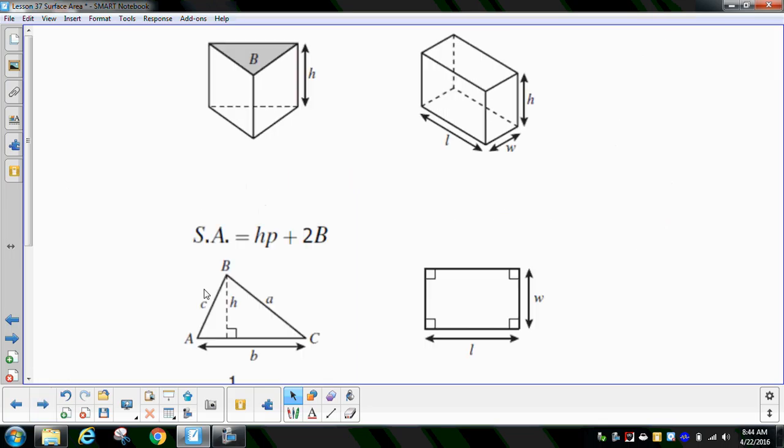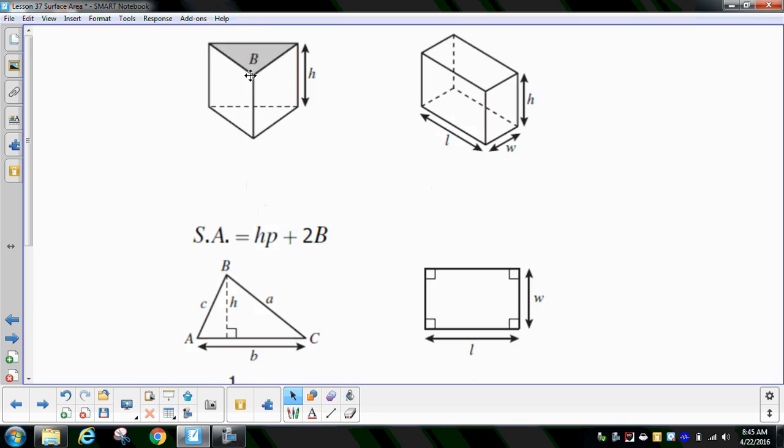Another type of 3D figure we're going to look at is prisms. There are 2 types specifically that we'll look at. The first one is a triangular prism right here, and a rectangular prism here. They also have 2 bases. In a triangular prism, the 2 bases are triangles.